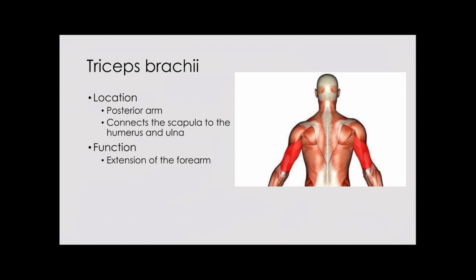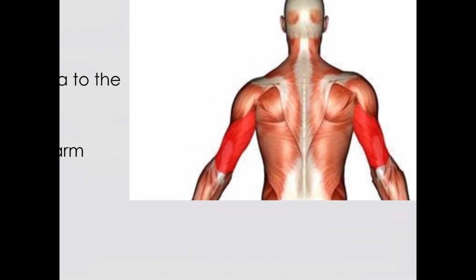Then the last muscle to know for your elbow is your triceps brachii. Triceps are located in the posterior or back part of your arm. This is going to connect your scapula to the humerus and ulna of your forearm. And this is going to help with extension of your forearm.